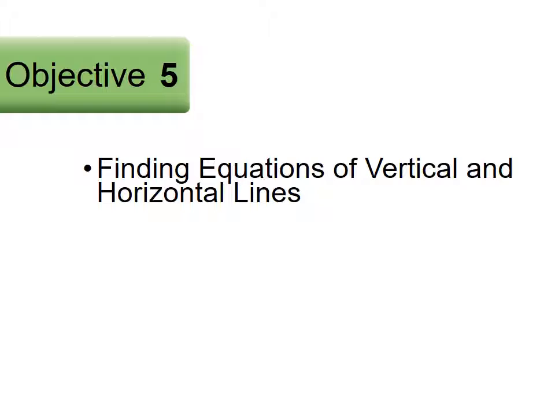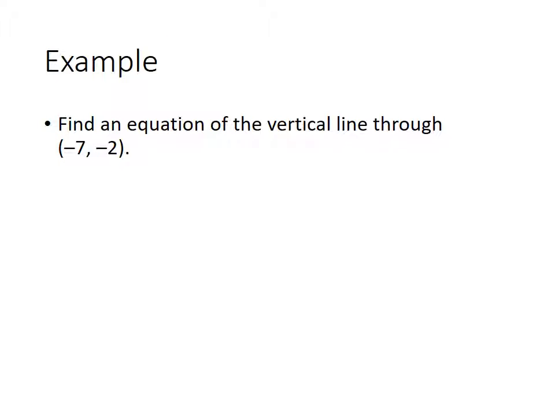Next, we have finding equations of vertical and horizontal lines, my favorite topic. Okay, vertical line. So on your green sheet, it will say that vertical, I'm just going to write V, means that it is x equals a number, and it will say horizontal, so just H, is y equals a number. It says it on your green sheet already.